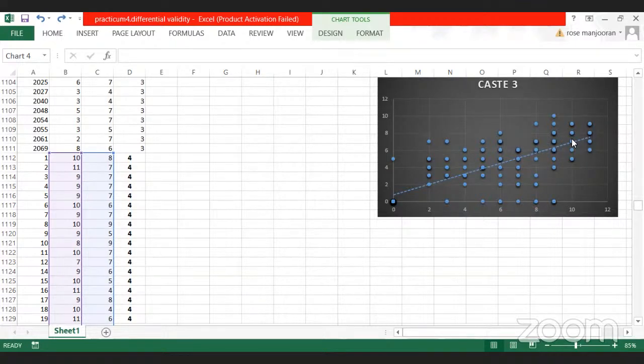Yes, for the cast 3, the data are more concentrated on this best fit line. This is the best fit line, or you can say the model line, and the data are more concentrated on this. For that reason, the coefficient is 0.74. Okay, but please learn that is why it is called the best fit line.